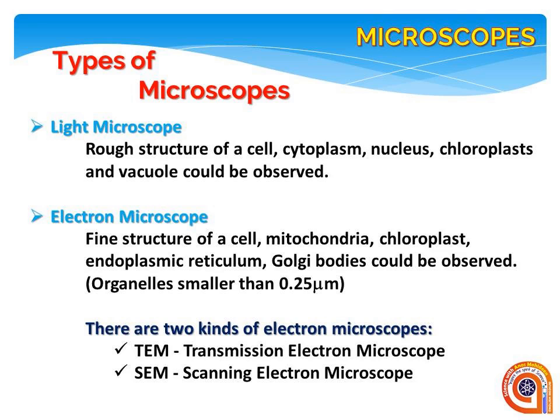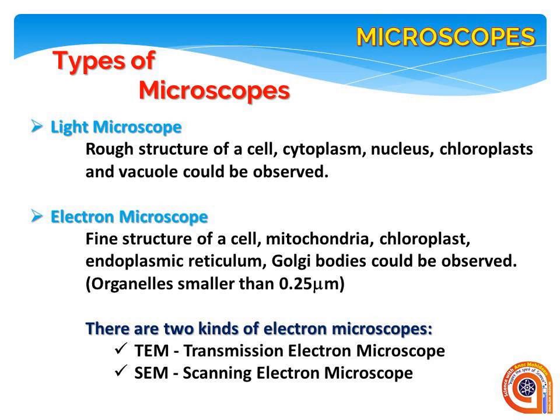Now let's say the size of the cell part or any portion of the cell becomes very much smaller. How much smaller? These organelles are smaller than 0.25 micrometers. If it is so, we can't observe them under a compound light microscope, then we have to go for an electron microscope. So the fine structure of a cell, the mitochondria, chloroplast, endoplasmic reticulum, Golgi bodies could be observed under an electron microscope.